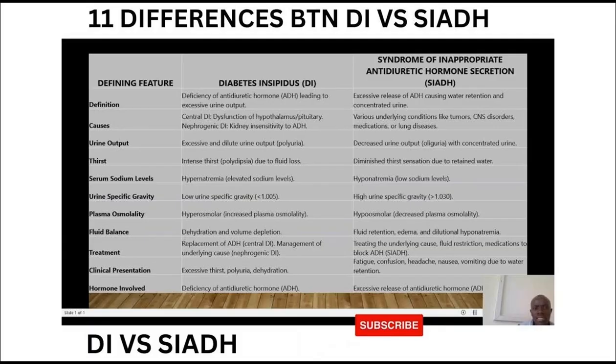These contrasting urine outputs reflect the underlying pathophysiological mechanisms. DI results in an inability to concentrate urine, whereas SIADH leads to an excessive concentration and reduced urine excretion. Recognizing these urine volume patterns aids healthcare professionals in determining the correct diagnosis and treatment pathway.